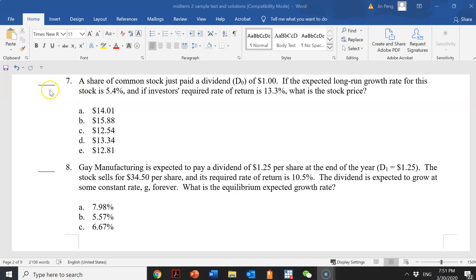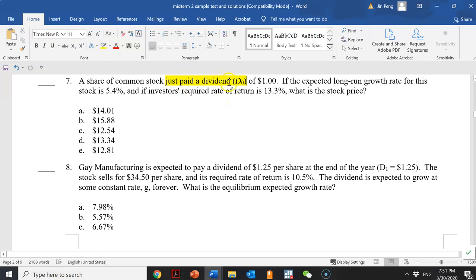Stock evaluations, dividend discount model, corporate valuation model, and both their constant growth version and two-stage version. All right, let's look at question 7 first. We have a common stock that just paid a dividend. Note that here, just paid tells us that this dividend is D0, not D1. And it's $1. If the expected long-term growth rate for this stock is 5.4%, if the investor's required rate of return is 13.3%, what is the stock price?